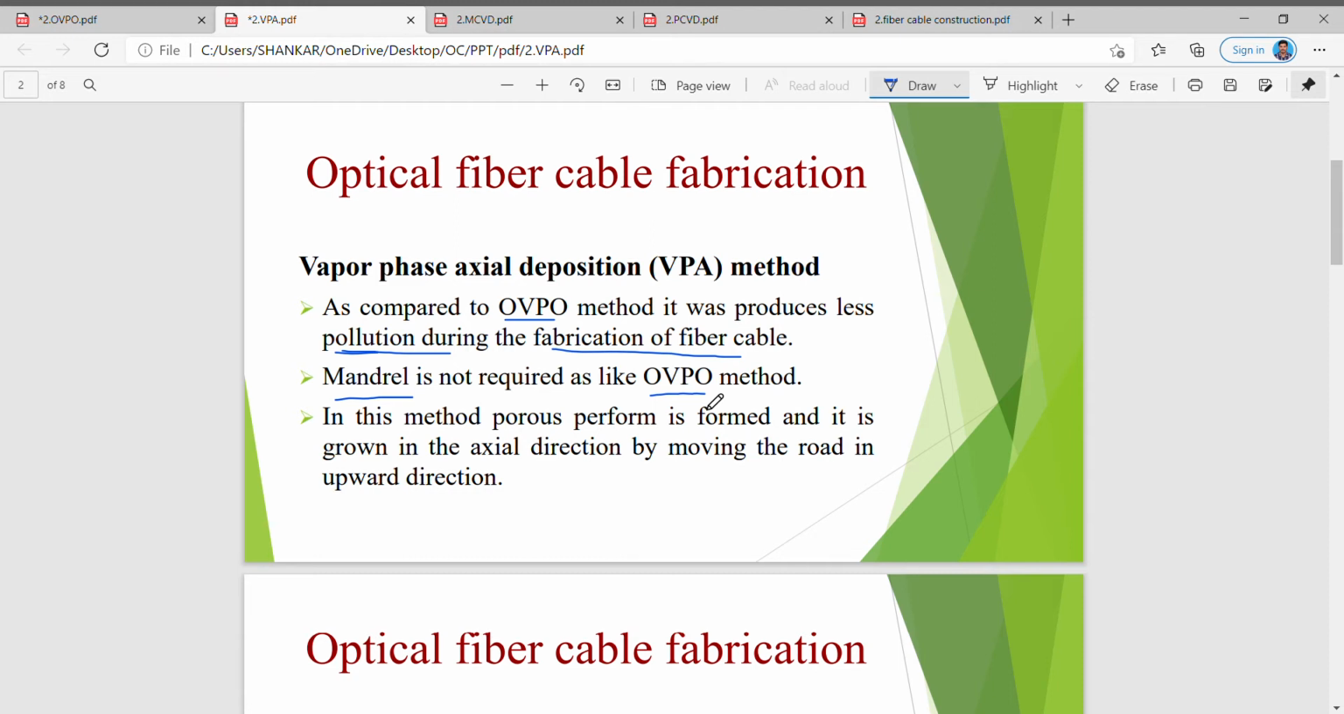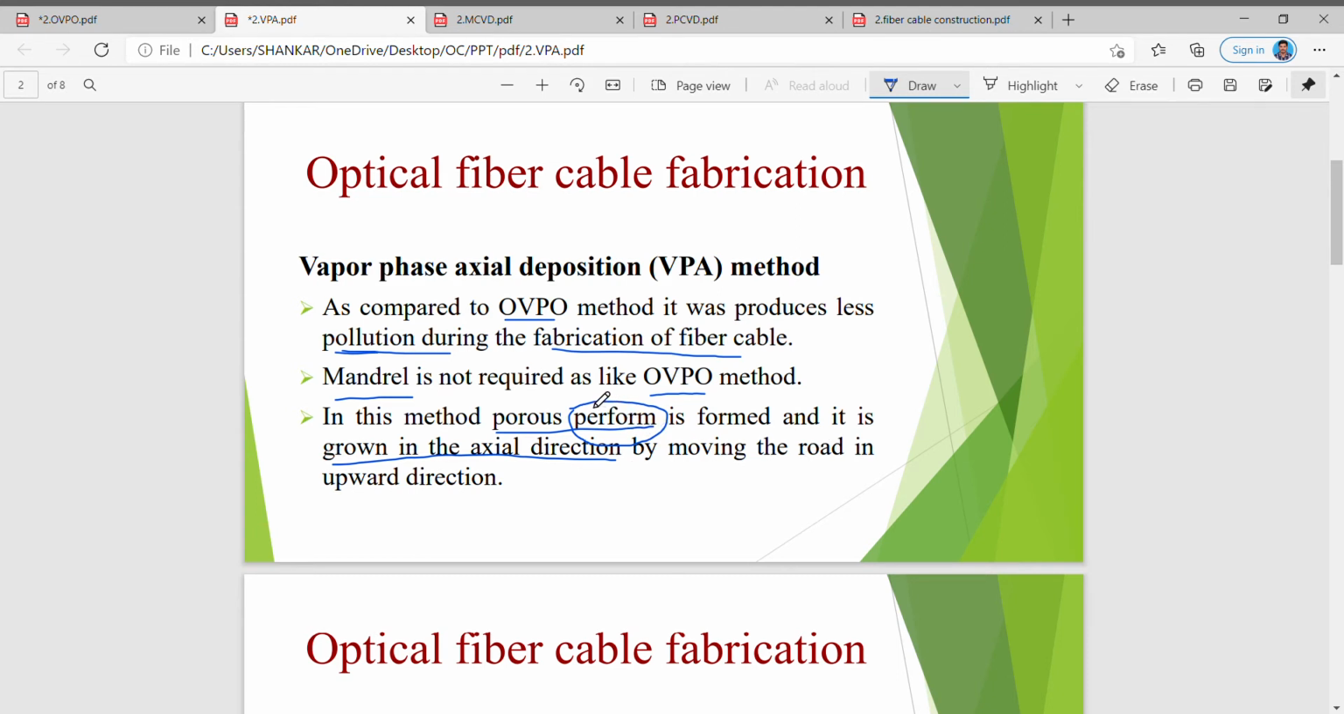So what are the materials we use for the OVPO method and the VPA method? In this method, the soot preform is formed. In the OVPO method also there is a preform, and here also there is a preform. You have to remember that in both the methods there is a preform formed and it is grown in the axial direction.